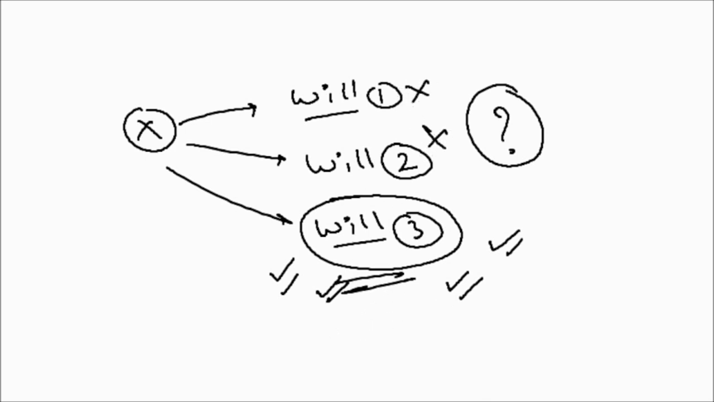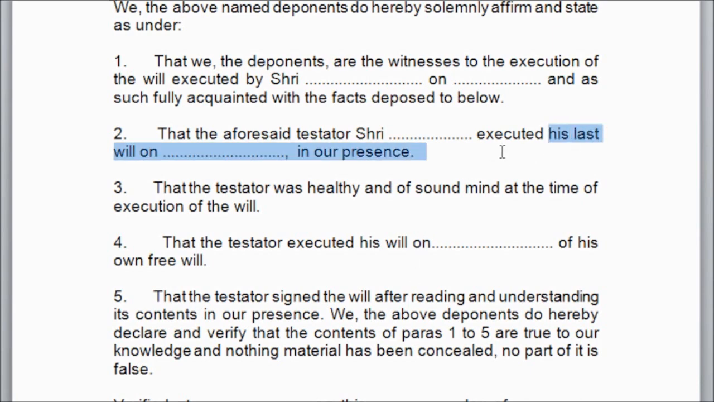So that is why we are mentioning here his last will, and we are mentioning the date on which that will was executed in our presence. R here represents the person who is the deponent, the son of X. Now the third line says that the testators were healthy and of sound mind at the time of execution of the will.